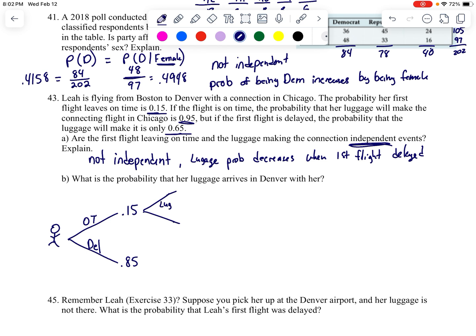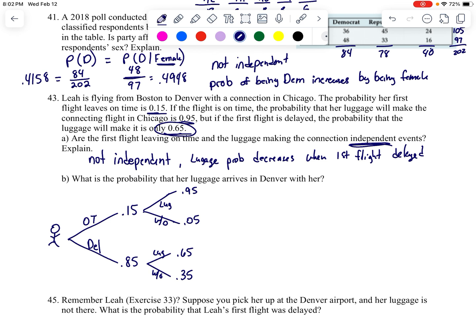So she's going to make that connecting flight. She arrives in Denver. This one, she arrives with her luggage, and this one is without her luggage. So if she leaves on time, there's a 95% chance her luggage arrives with her. So that means there's still a 5% it doesn't. If her first flight is delayed, then, again, we have the luggage and without luggage. But if her first flight is delayed, there's only a 65% chance that her luggage gets on. So that means the 35% that's not.